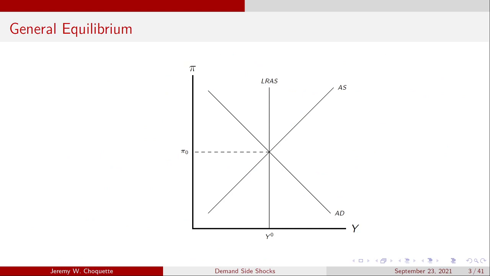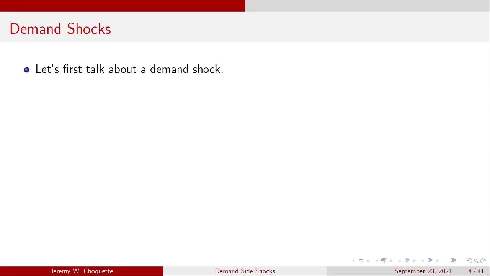So general equilibrium. It's this, right? We saw this in the last lecture where I just said, boom, here it is. Put it together, done. This is the general equilibrium. So this is going to be the starting point for every type of shock that we look at. Now we're going to start with demand shocks first.